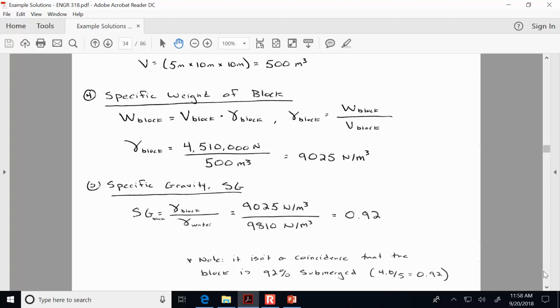So you can use how something floats to estimate its physical properties. I'll give you a moment to finish copying that down if you still need to see it.